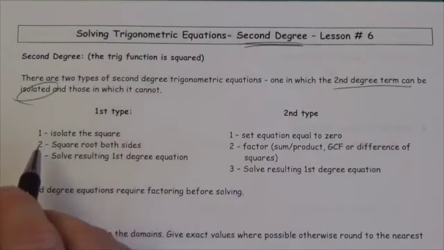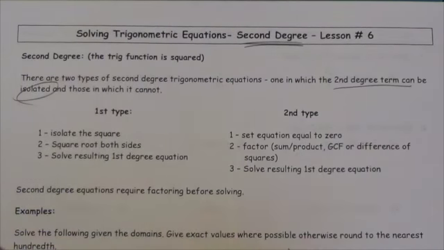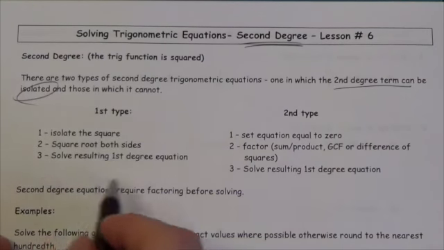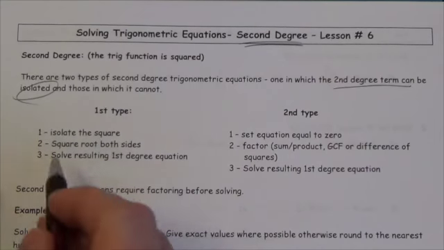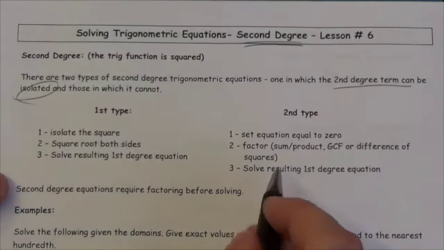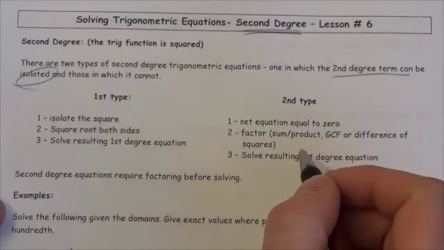Okay, so in the first type, what we're going to do is isolate the square on both sides, and solve the resulting first degree equation. Now, this is a pretty straightforward one, and we're going to see a few examples of that. You'll love it when that happens. In this other case, what we're going to do is set the equation equal to 0, and then we're going to factor.